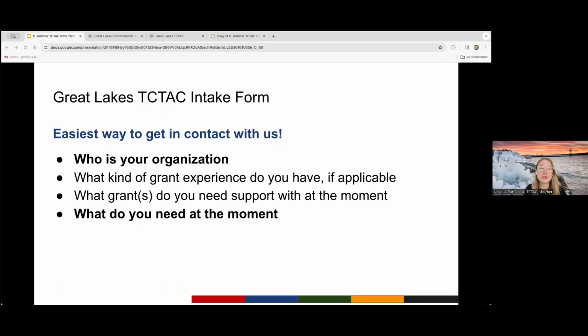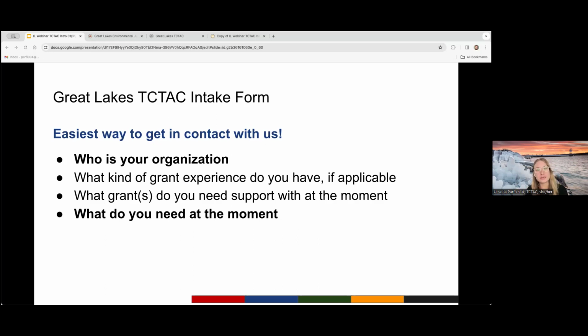And this past month, we also just launched our intake form. This is really the best way to get in touch with us if you need technical assistance. In the form, we're really just looking for who your organization is and what you need at this time. We know it can be really tempting to check that you need all the technical assistance support right now, but we really just want to know what you need at this moment to get you to that next step.